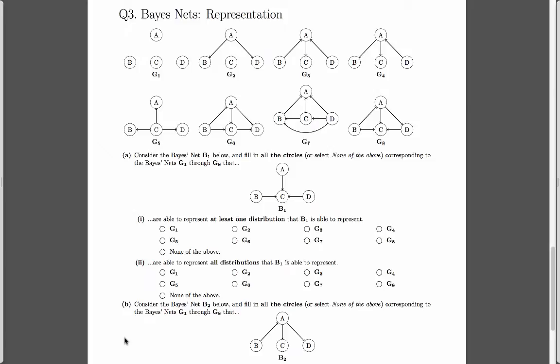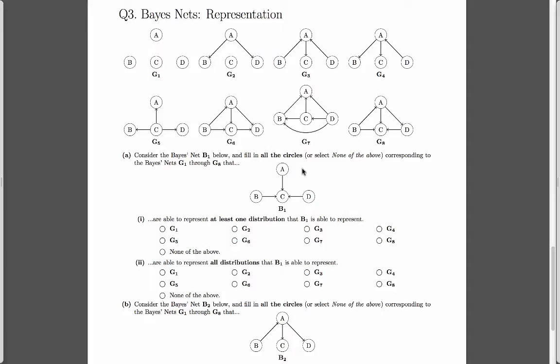Okay, now in question 3, we're trying to figure out which of these above networks can represent the distributions that B1 can represent without making any additional assumptions about variables being independent. So the first thing to do is to think about what distribution is represented by this Bayes net.